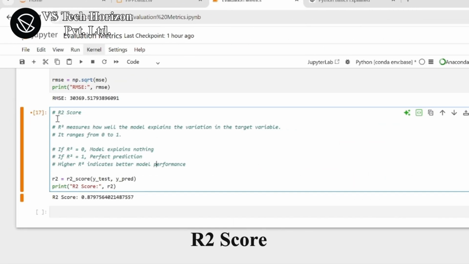Then comes the R squared score. R squared measures how well the model explains the variation in the target variable, and it ranges from 0 to 1. Here, if R squared is equal to 0, then the model explains nothing, while if R squared is equal to 1, then it makes perfect predictions, and higher R squared indicates better model performance. In our case, the R squared is around 0.87. This means the model explains 87% of the variation in house prices.